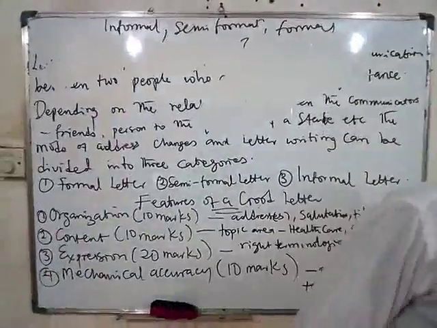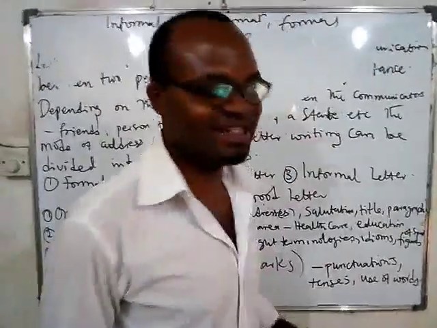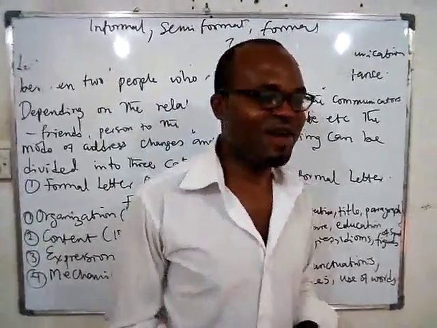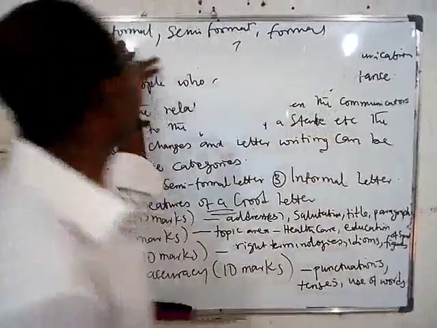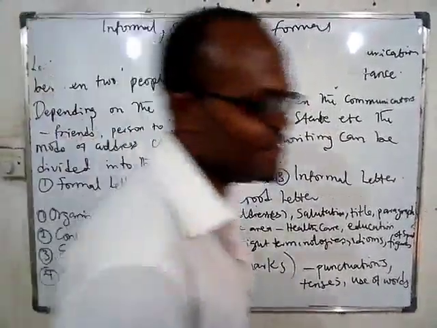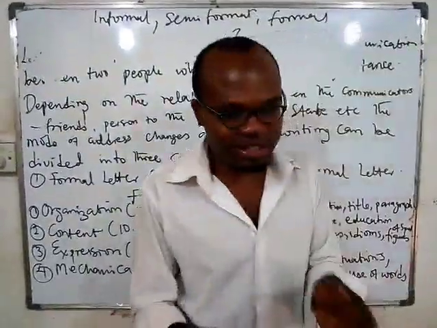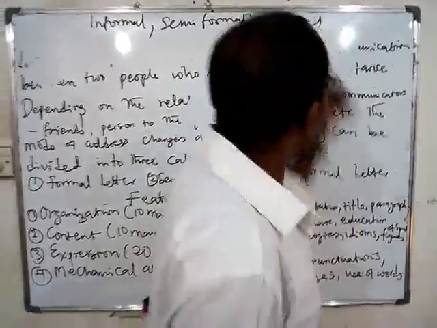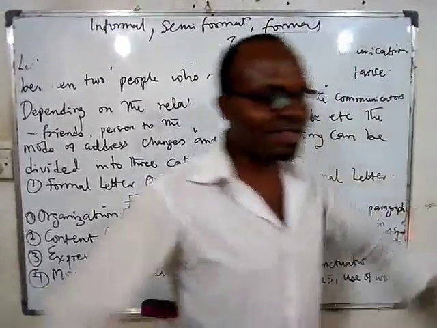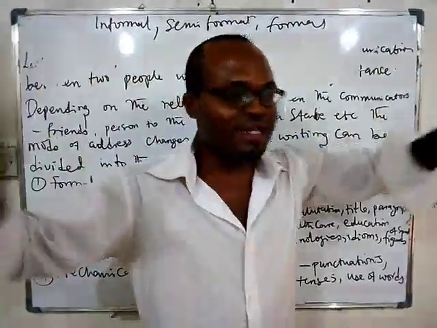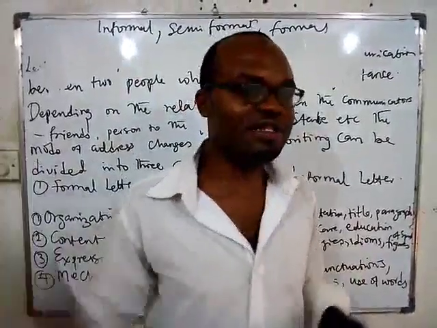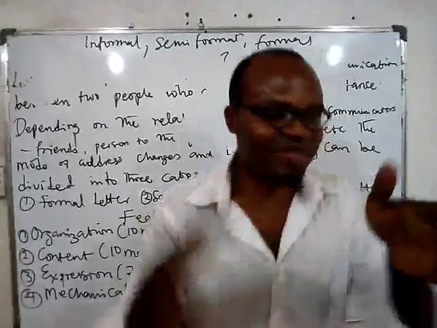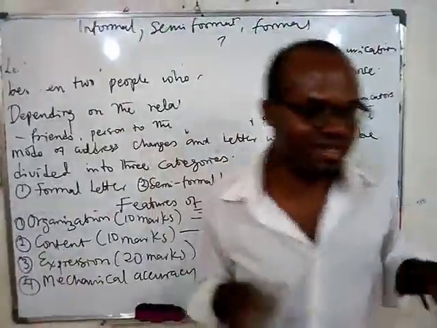Yes. Informal is when I'm writing to my girlfriend, or my wife, or my child, or my friend. Is that not informal? What is semi-formal? You're writing to somebody you're close to, but not very close to. What is formal? When you're writing to somebody you're not even close to, an official letter, an official person, like the VC of the school. Is that clear? You should know how to arrange your addresses, is it not?